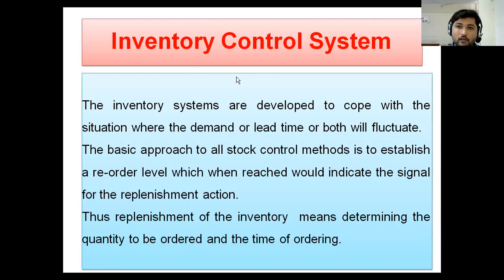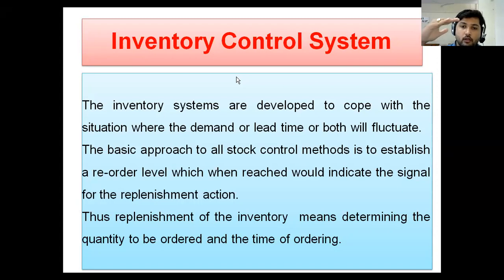So any inventory control system has an objective to cope with the situation when there is a lead time or there is a fluctuation in demand. The basic approach to all the stock methods is to establish the reorder level. Reorder level means at what level we have to place the orders to replenish the inventory. That level should be at a higher position than the safety stock.